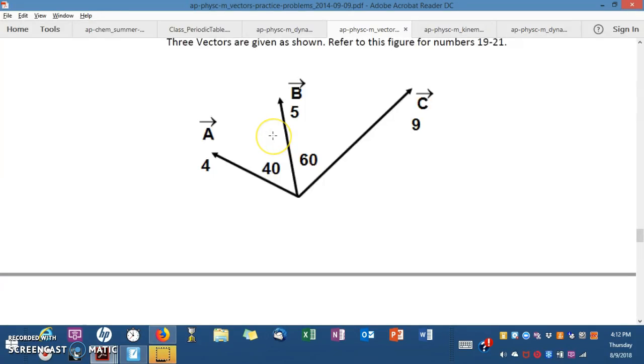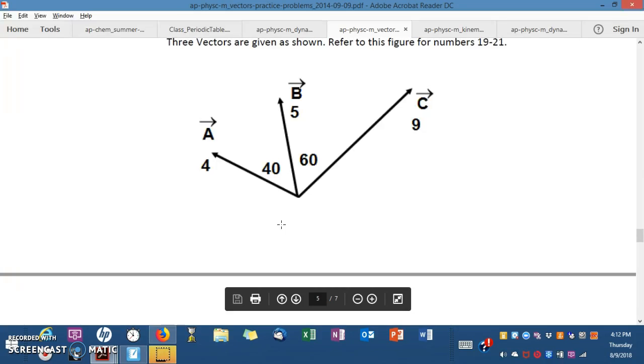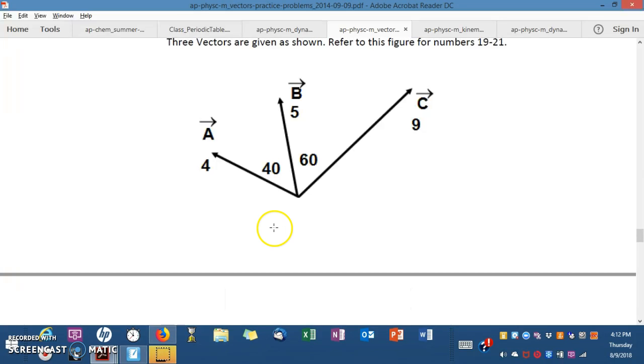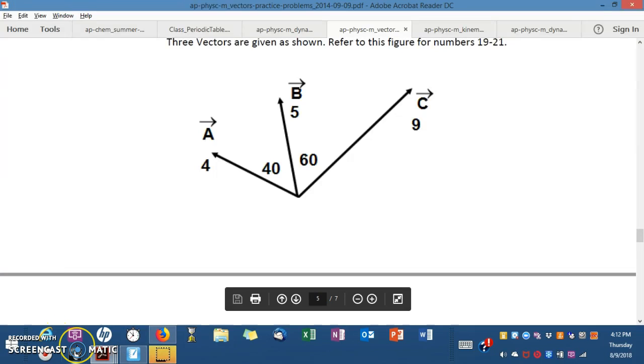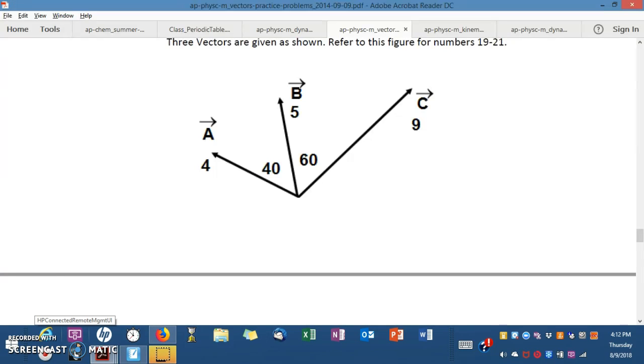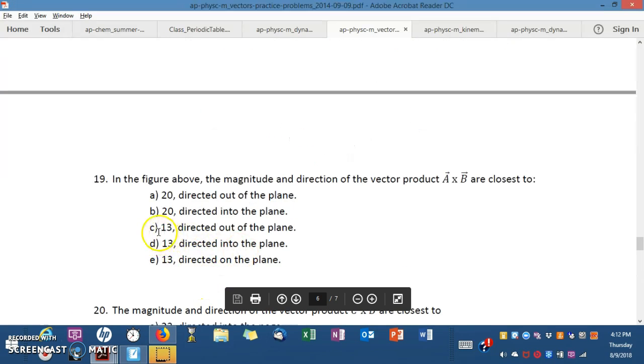Now, when you curl them, you can only do so if the thumb is pointing into the paper. Otherwise, you would be curling toward the back of your hand. So your thumb is pointing downward, which means you have to choose into the plane. At that point you also have to evaluate. The choices are going to be anything that says into, so either B or D according to your paper, either B into the plane or D into the plane. But which one is the right amount?